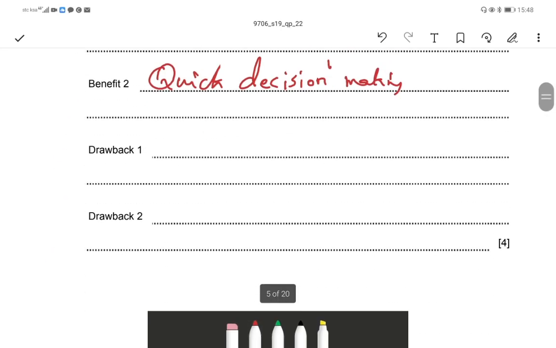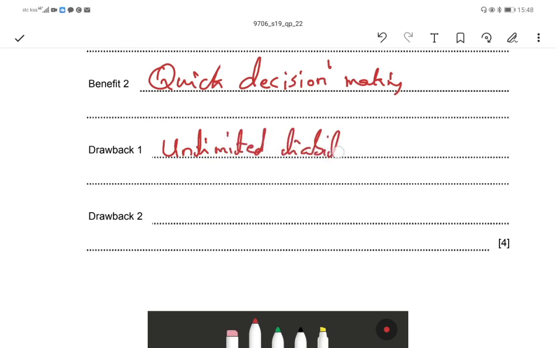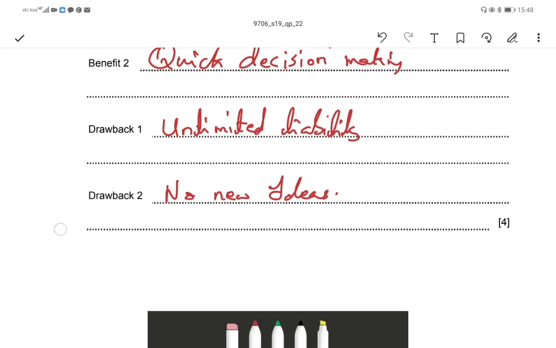Next, what is the drawback? Unlimited liability. Because this is not like a company, there is unlimited liability. Drawback 2: it is very highly risky because no one will share the loss, right? Then there are no new ideas. These are all very easy, children.